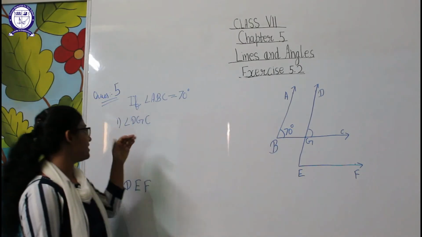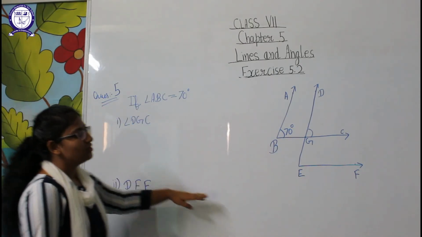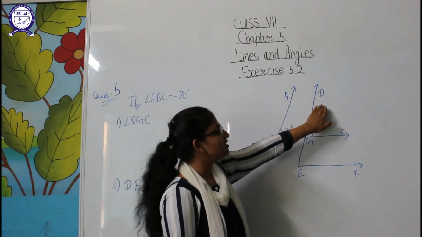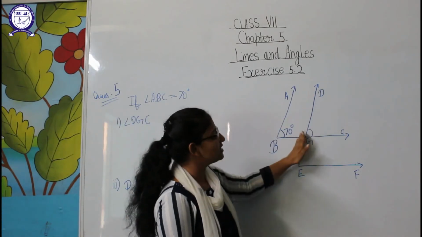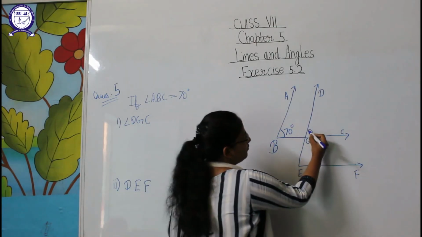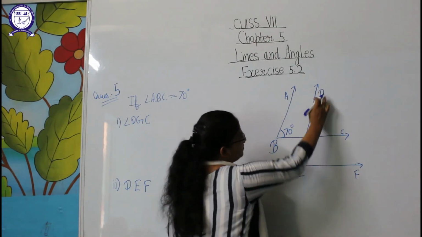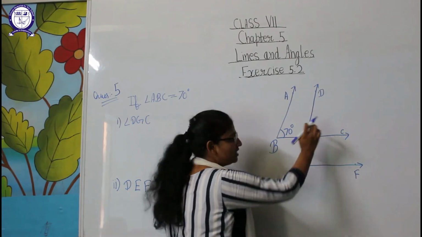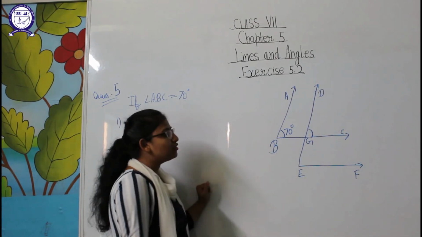Now we have to find the value of DGC. So what is the angle DGC here? This is arm DG and this is GC. So we have to find this angle. This will be the angle DGC. So for that, what we will do?